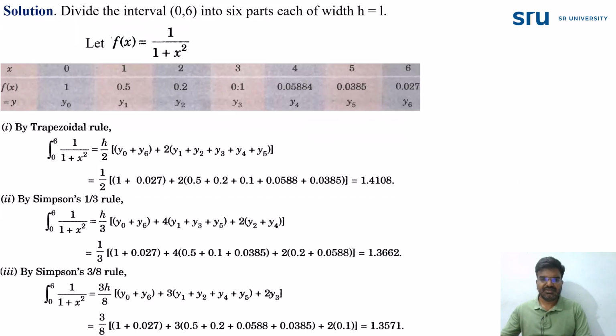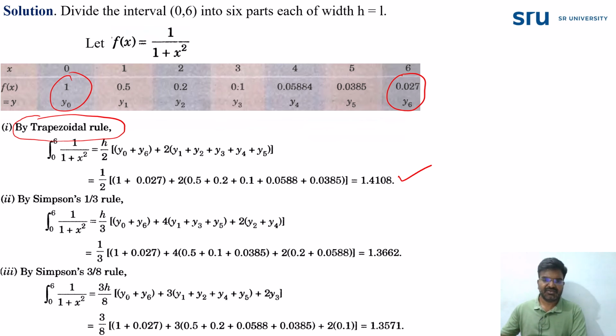Next, write the formula for every rule. See, for trapezoidal rule, this is the formula. You can substitute all these values from the table. Already we know h value is 1. See, in this formula, we are substituting the values on right hand side. y0 plus yn, y6, last value, plus 2 into sum of the remaining y values. This is from trapezoidal rule.